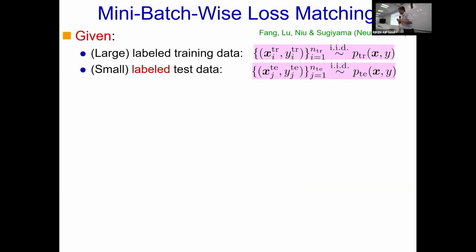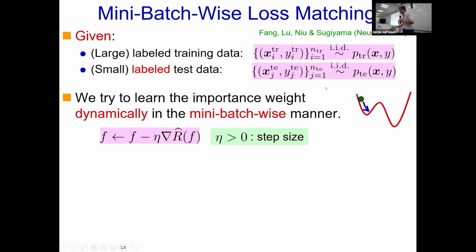And four years ago, we had a simple method called mini batch wise loss matching. In this paper, we assume that we have a large number of labeled training data as usual. And also we assume that we have a small number of labeled test data. So now we need labels from the test domain. Then we use a neural network and we perform mini batch wise training. For each mini batch, we perform importance weighting estimation. And this is the importance weighted criterion.